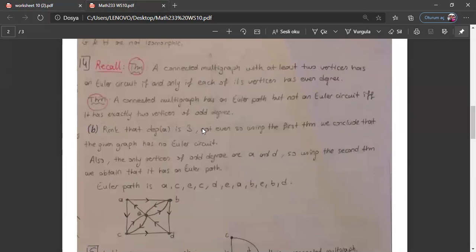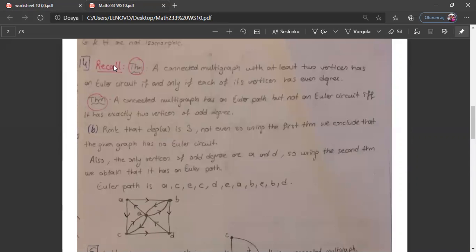Okay. So the first theorem says that a connected multigraph with at least 2 vertices has an Euler circuit if and only if each of its vertices has even degree. So we can check if the vertices of the given graph have even degree or not, to determine if there is an Euler circuit or not. And another theorem says that a connected multigraph has an Euler path but not an Euler circuit if and only if it has exactly two vertices of odd degree. So we can also use this theorem.